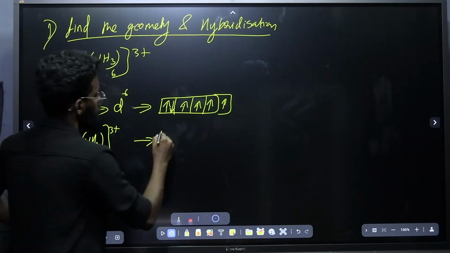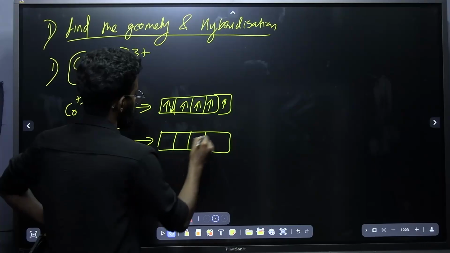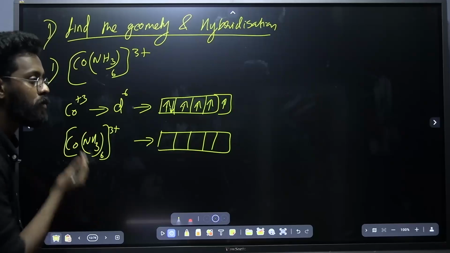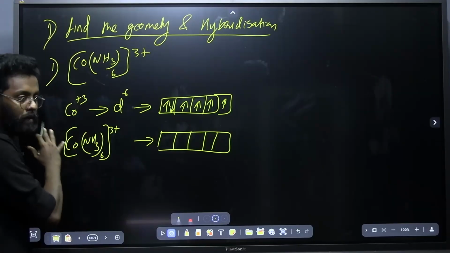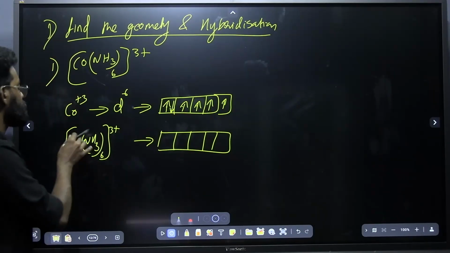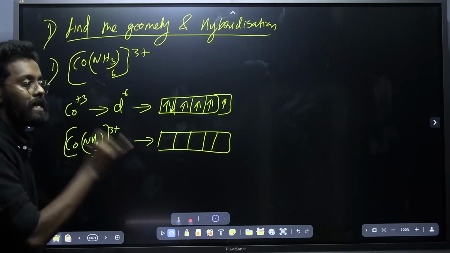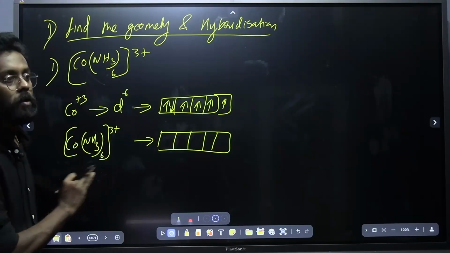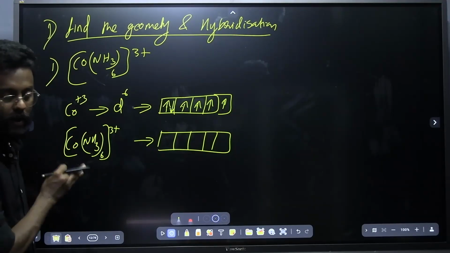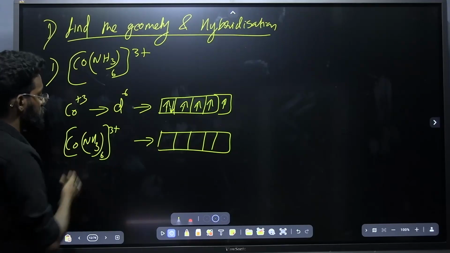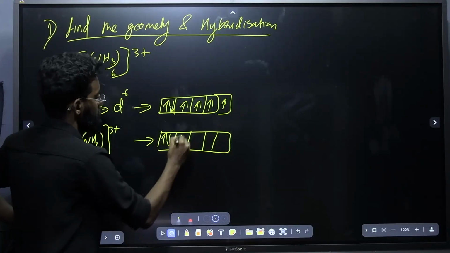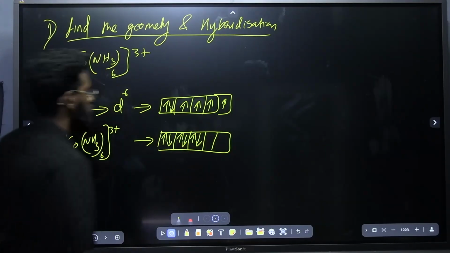In the presence of ligand, what is going to happen is, NH3 is a strong field ligand. How can we understand whether it is a strong field ligand or a weak field ligand? We will go through the spectrochemical series after this, then we can understand that. For the time being, just understand that ligands in which nitrogen and carbon are the donor atoms are strong field ligands. Now as they are strong field ligands, they will be doing the pairing.